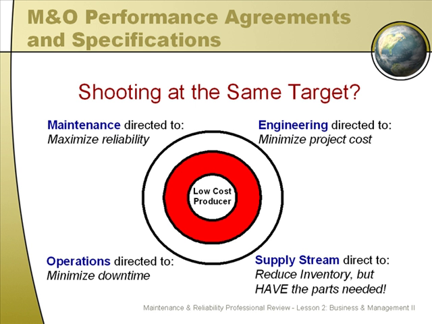Now let's take a look at how this affects each of the different groups: maintenance, operations, engineering, and the supply stream. Are they all shooting at the same target with the same bullseye in the middle of low-cost producer? Well, each of them independently might think so. Let's take a look at this. The maintenance department, or maintenance and engineering team as it sometimes also includes engineers, is normally directed by its leadership to maximize reliability. That's what they control. They can actually make equipment more reliable by doing a good job with precision repairs, planning, scheduling, and execution, along with follow-up and analysis when they have problems. So that's what they'll focus on.